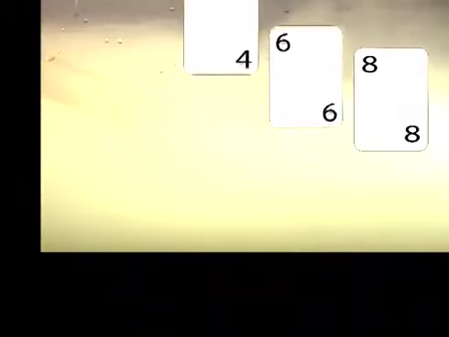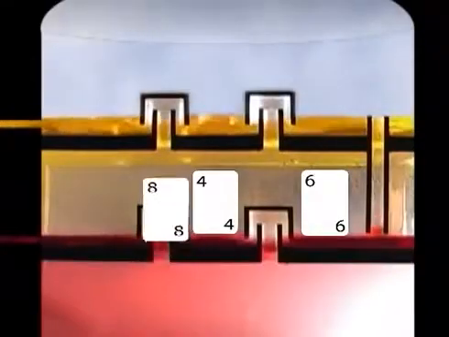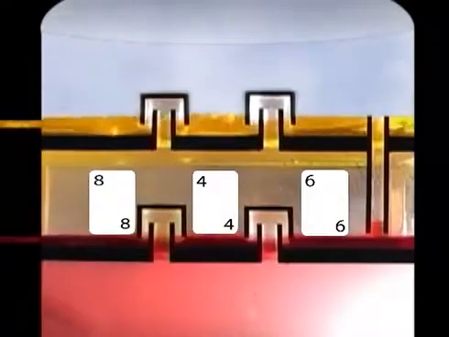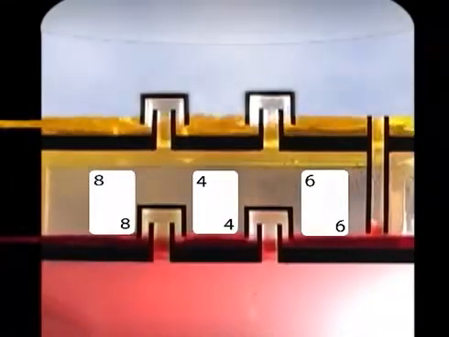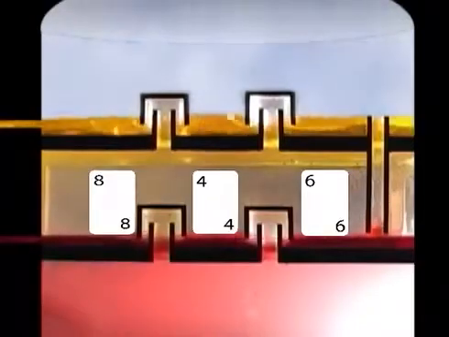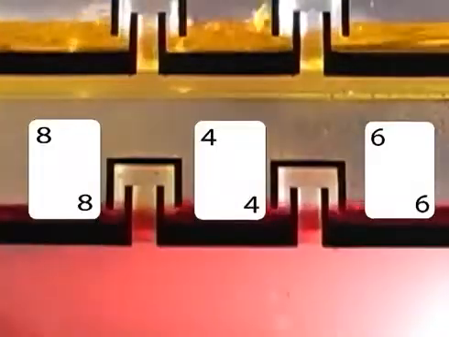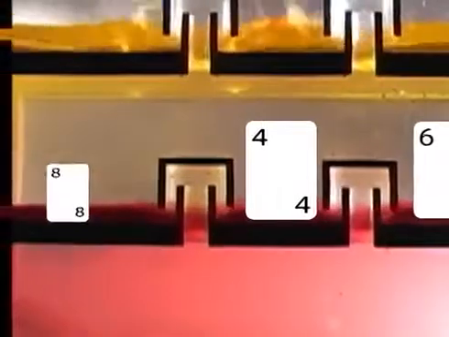The vapors, the 4s, 6s, and 8s, will rise. As they pass through the tray, they are cooled. When their temperature falls below the boiling point of the heaviest fraction, this fraction will condense on the tray and be drawn off.